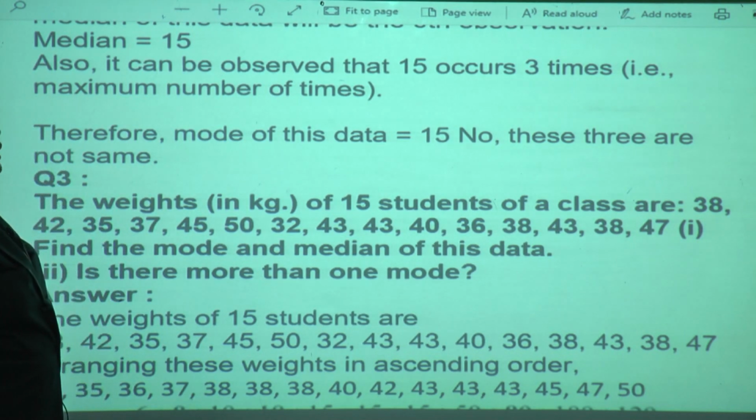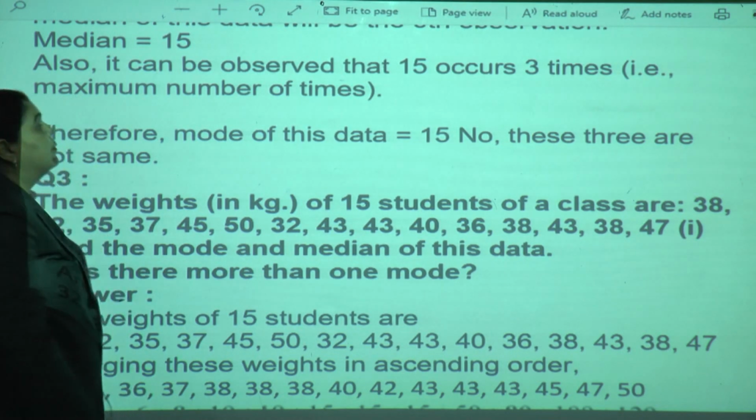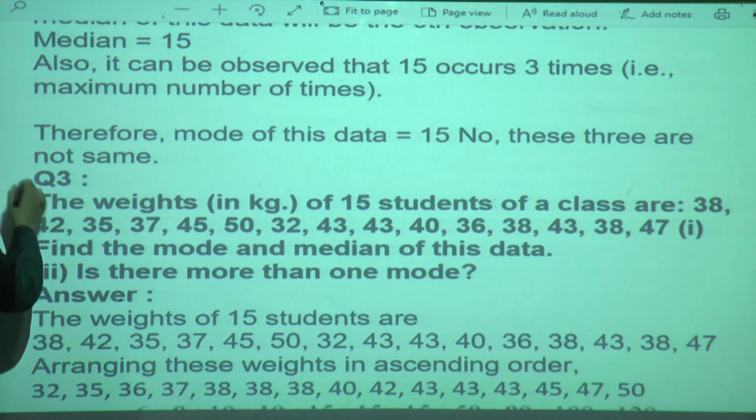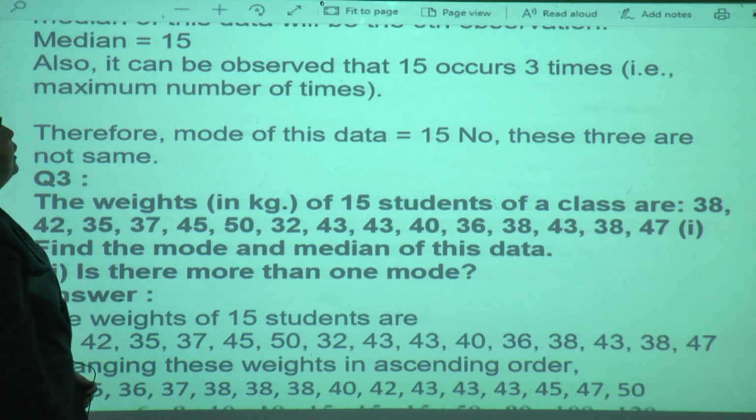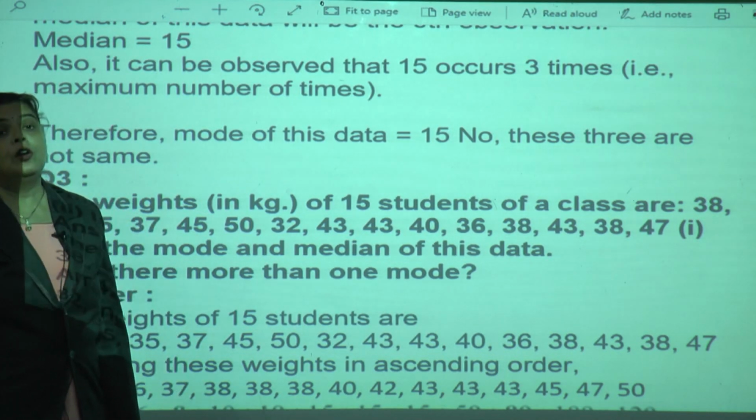No, these three are not the same, because the mean value will be different since we have to calculate it. The mode and median are the same, but all three are not the same.